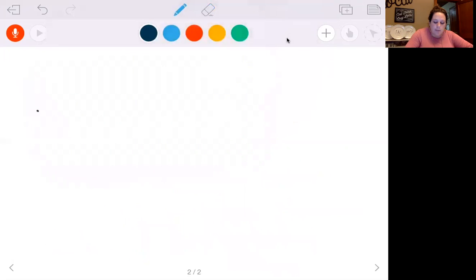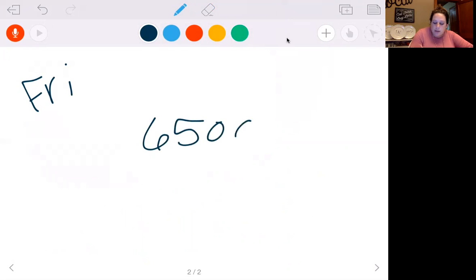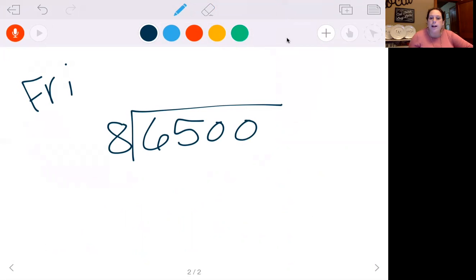So the problem they give us is 6,500 divided by 8. Okay, so when you do these, give yourself room. This is not something you need to cram onto your paper. You can have as much scratch paper as you want. There's no shortage of paper now. So when we're doing these, please give yourself room. If you need extra scratch paper to do little side notes on, you can do that as well.